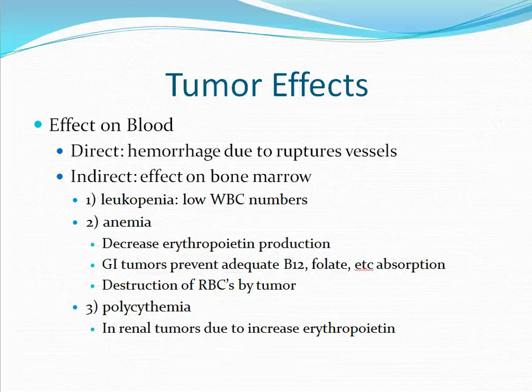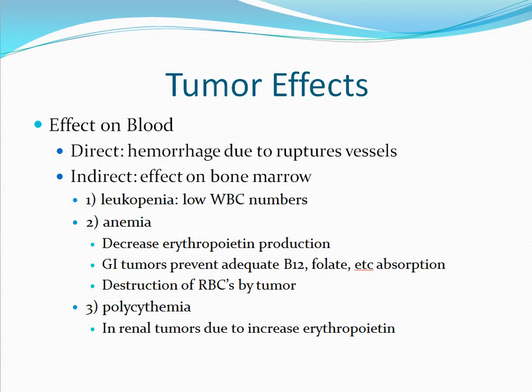Another indirect effect is anemia. Anemia might be due to a decreased erythropoietin production. This will result in fewer red cells being produced. Anemia is also seen with GI tumors. GI tumors prevent adequate iron, vitamin B12, purine, and folate absorption. All of these materials are needed for normal red blood cell production.